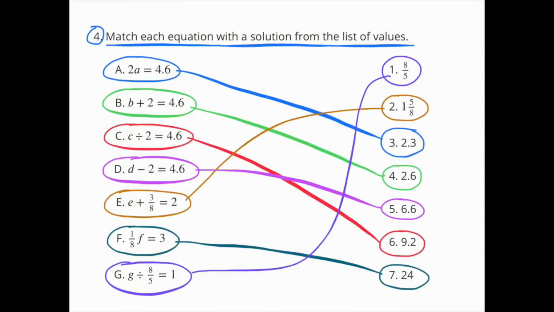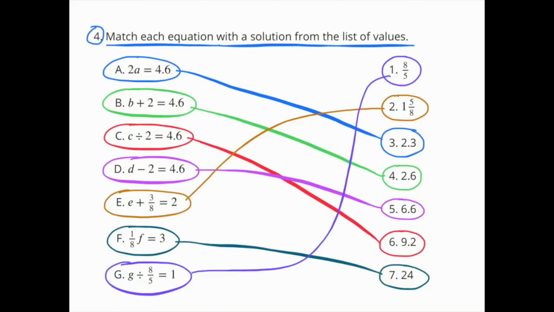Number 4. Match each equation with a solution from the list of values. A. 2a equals 4 6/10. I match that up with number 3, 2 3/10, since 2 times 2 3/10 equals 4 6/10.